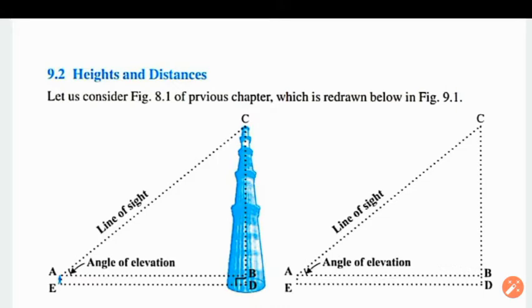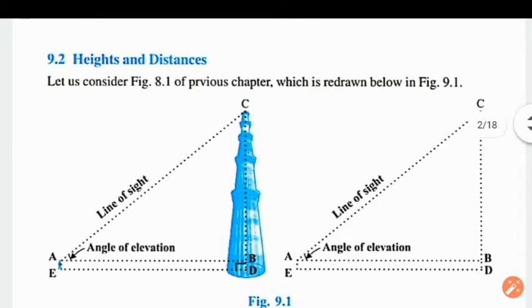When you are going to apply trigonometry to find the height and distance of a particular object, you need to know a few terms regarding that, and those terms are angle of elevation and angle of depression. Now, what is angle of elevation and what is angle of depression? First you need to know that.